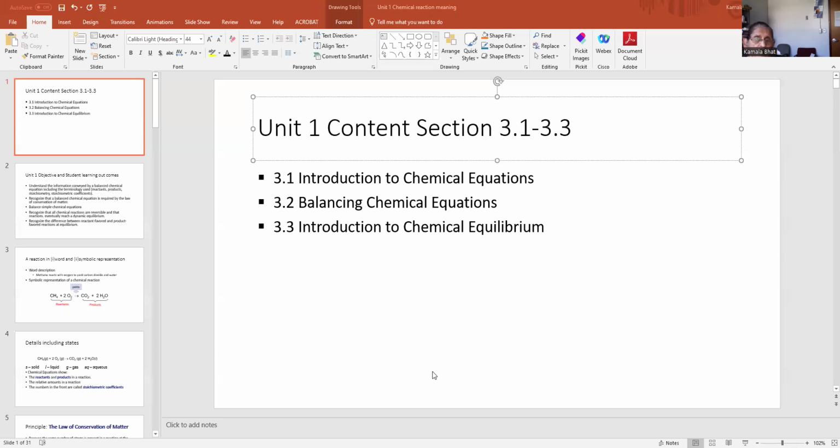Welcome to chapter number 3 under Chemistry and Chemical Reactivity, 11th edition, Balancing Chemical Equations. In this particular unit, we will be studying balancing chemical equations and then seeing how to write chemical equations and then finally introduce chemical equilibrium.